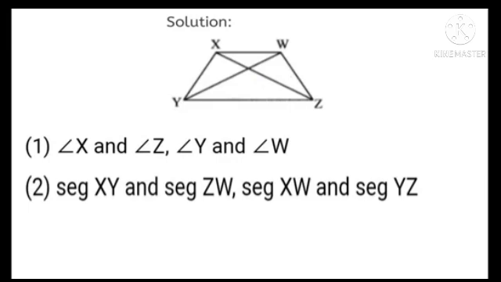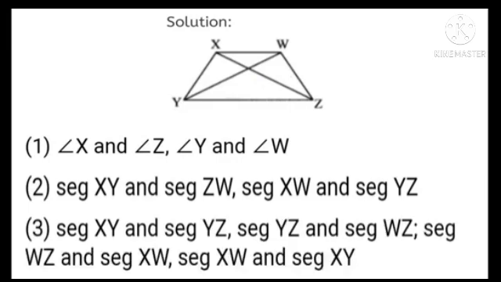Third question, the pairs of adjacent sides. Seg XY and seg YZ is a pair of adjacent sides. Then seg YZ and seg WZ is a pair of adjacent sides where Z is the common vertex. Then seg WZ and seg XW, where W is the common vertex, so they are adjacent sides. And last, seg XW and seg XY, where X is the common vertex. This way we have written the names of pairs of adjacent sides of the given quadrilateral.